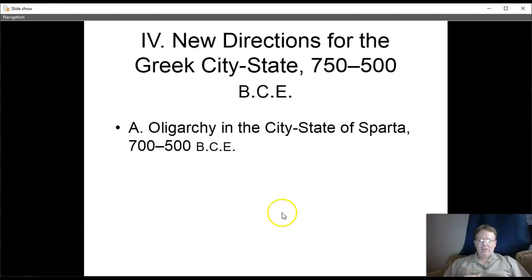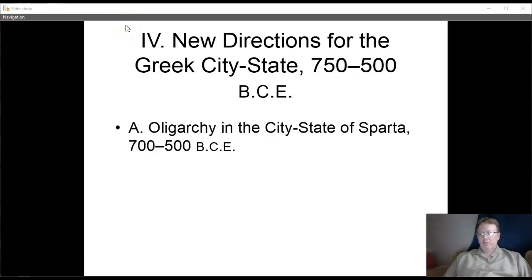All right. New directions for the Greek city-states, 750 to 500, and we're going to go on and talk about Sparta and Athens as well. So what we're going to do here is pretty much a brief summary of oligarchy and tyranny. Not going to spend a lot of time on this. Just going to go through it quickly. Sparta was ruled by an oligarchy.